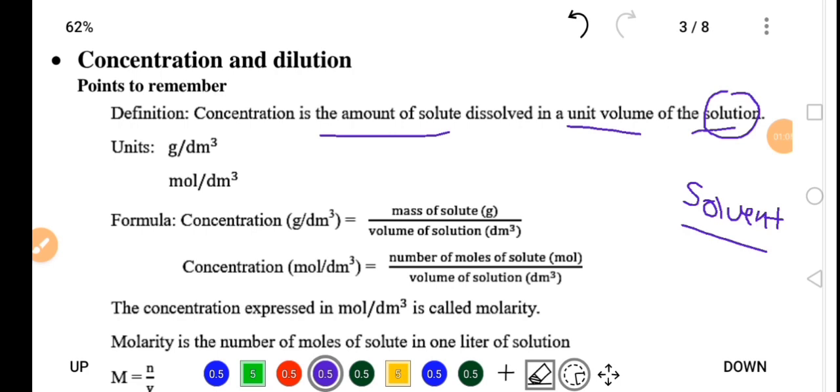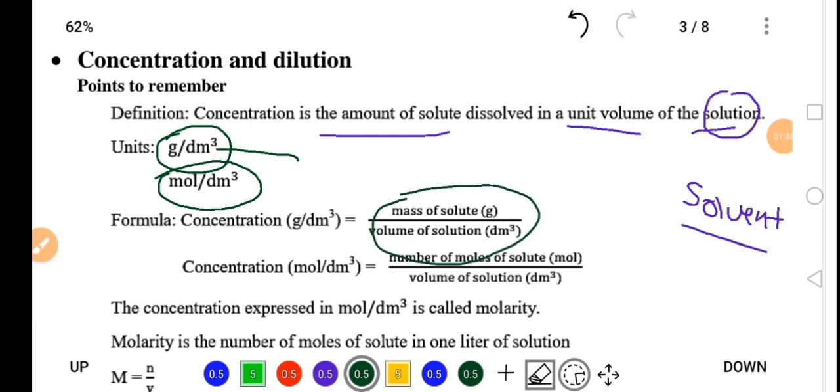Again, I talked about the units. I said the units can be grams per decimeter cubic or mole per decimeter cubic, reason being that the quantity can be given to you in form of mass or in form of moles. Therefore, the units for concentration are grams per decimeter cubic or mole per decimeter cubic. But the standard units are mole per decimeter cubic.